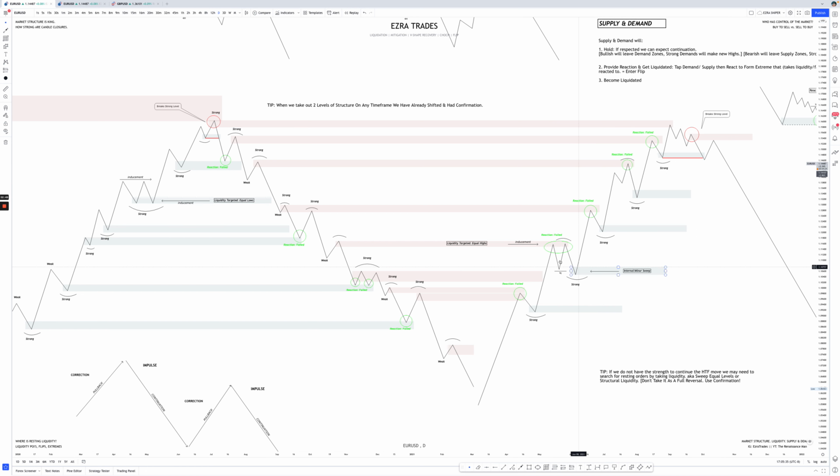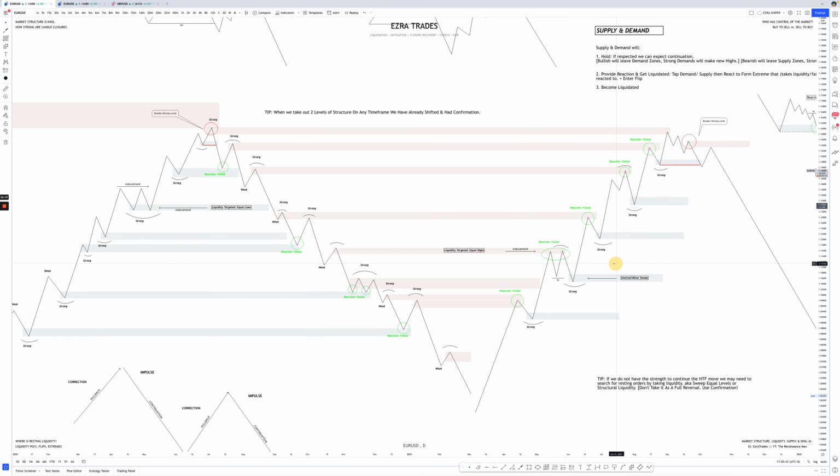You're going to see this happens all the time. When we fail to break or continue the structure, we will sweep, right? And this is an internal minor sweep. Break structure to the upside. We get a reaction, pullback, right? Continuation, right? What do we have?